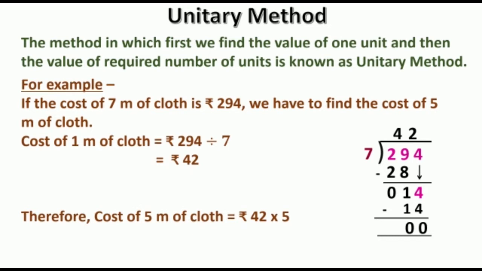Now we have to find the cost of 5 meter of cloth. So we will multiply this cost of 1 meter, that is rupees 42, by 5. After multiplying we are getting the answer rupees 210. So the cost of 5 meter of cloth will be rupees 210.